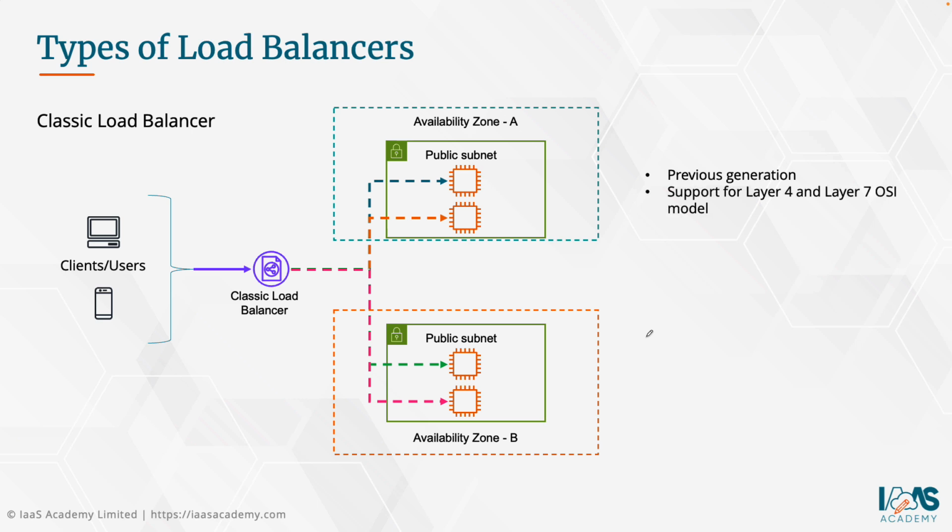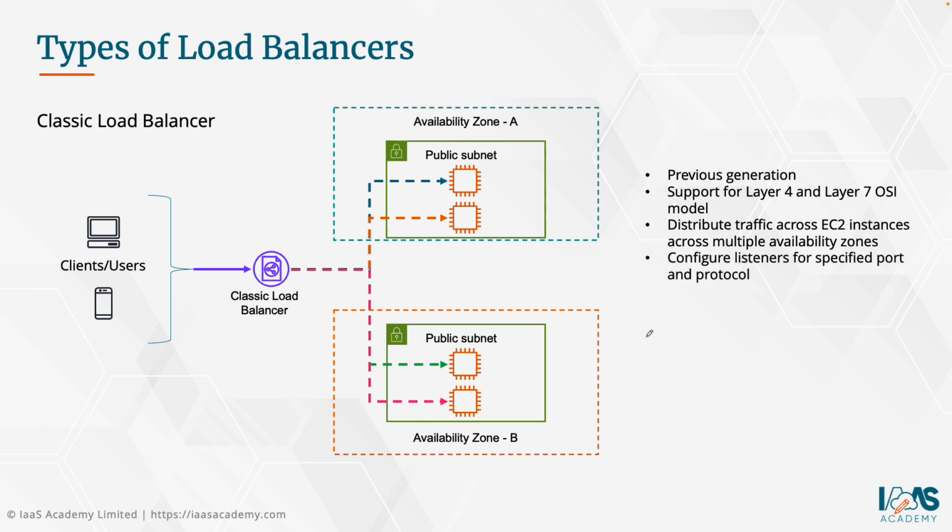It supports both layer 4 and layer 7 of the OSI model, so you could use it for both TCP and HTTPS traffic. It allows you to distribute traffic across EC2 instances across multiple availability zones. That's the whole purpose of load balancers.